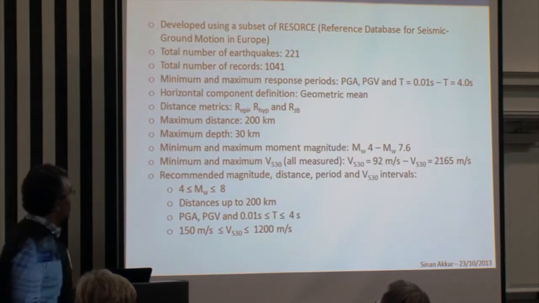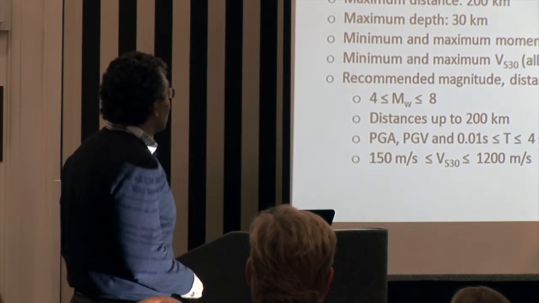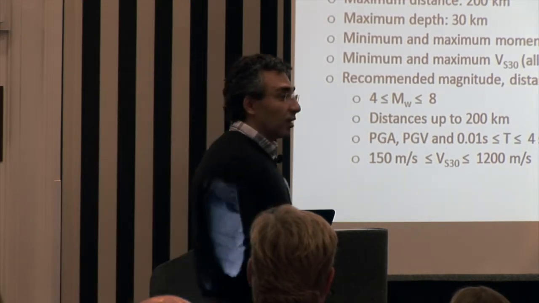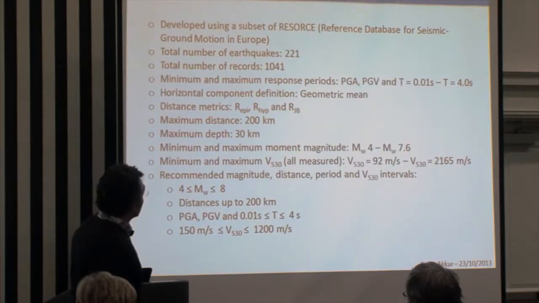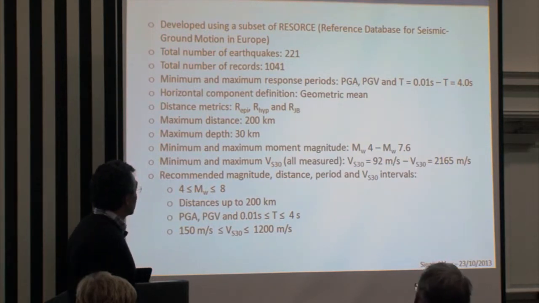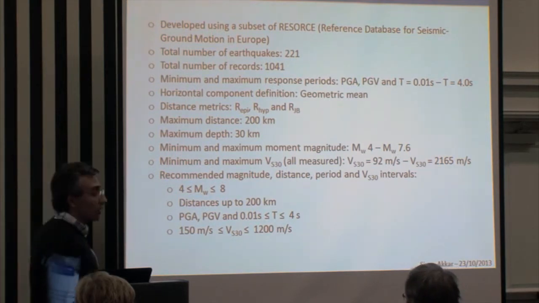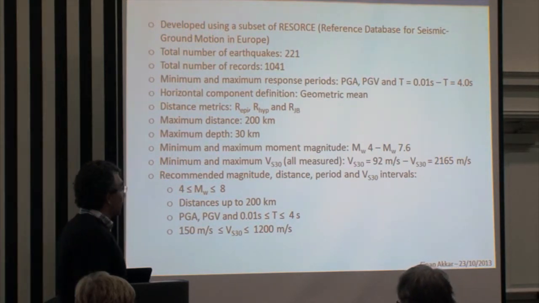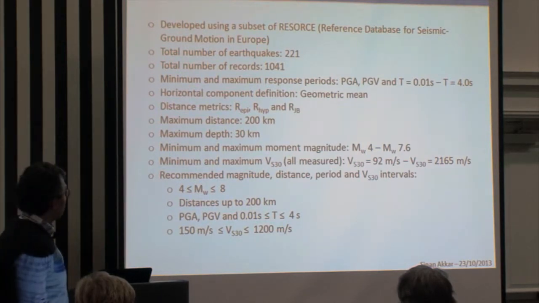All right, so these are the major features of the ASP13 predictive model. We used a subset of what we call RESORCE. It's going to hopefully replace Ambraseys et al., the European Strong Motion Data Bank. It uses a subset of RESORCE, and we used a total of 221 earthquakes while developing the predictive model. The total number of records is a little bit over 1,000.